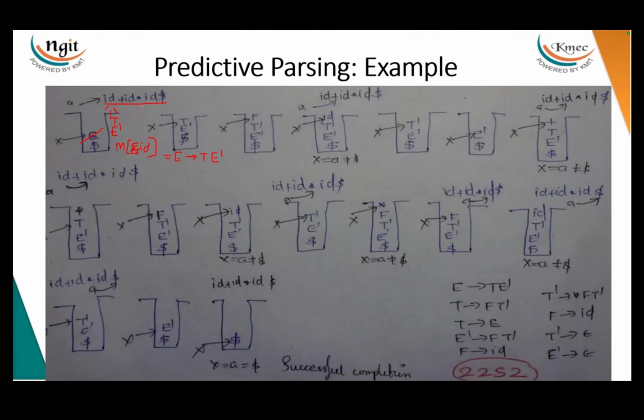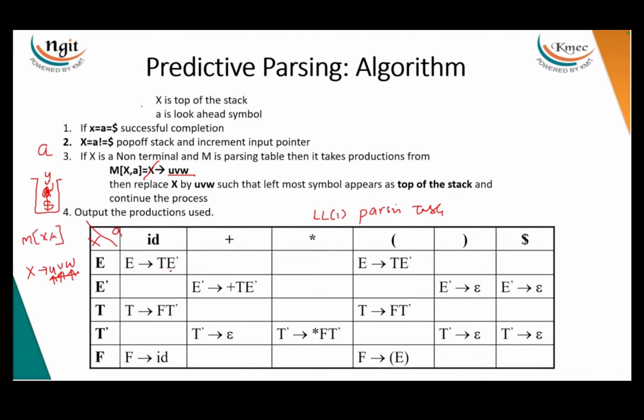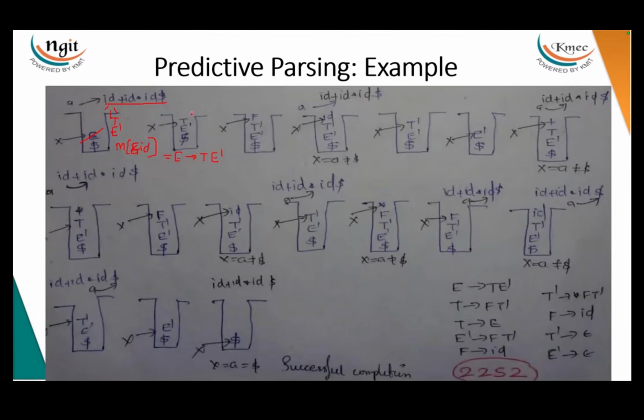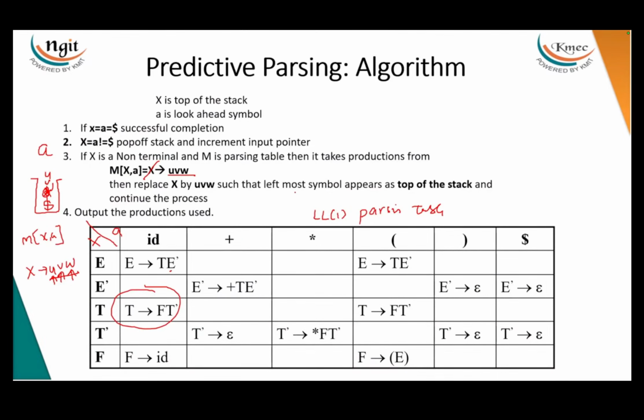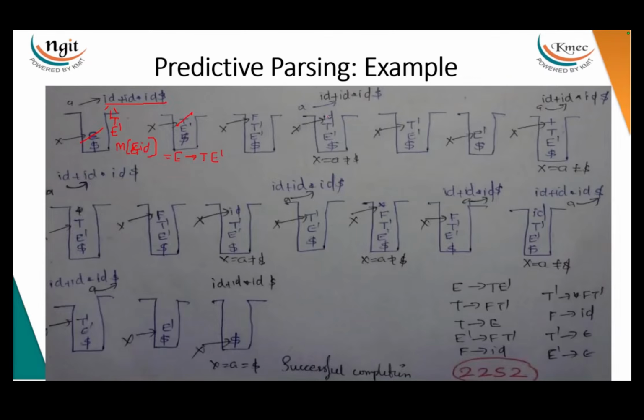Then T and ID, what is the production? T tends to FT', again T tends to FT'. Then what you have to do is replace the T with FT' such that F occurs at the top of the stack. Now X is F, A is ID, what is the production? F tends to ID, so you replace F with ID.